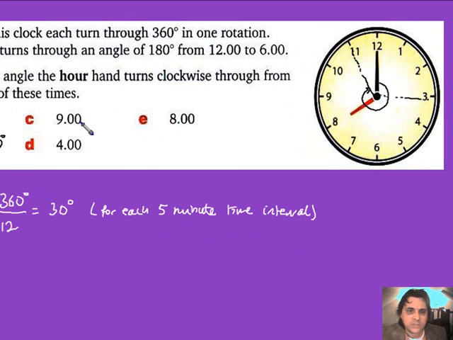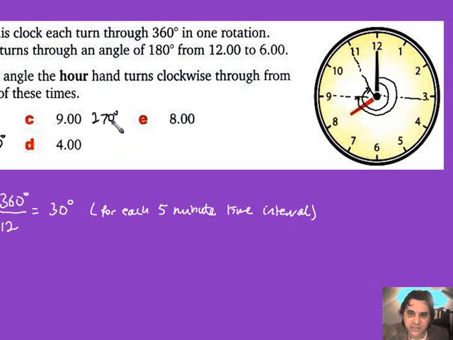Now, from 12 o'clock to 9 o'clock, going around this way, so that's that bit there. That's 3/4 of a turn. It's 90 plus 90 plus another 90. Or, if you want to look at it this way, it's 360 take away a quarter of a turn. So that's going to be 360 take away 90 degrees. That's going to be 270 degrees.